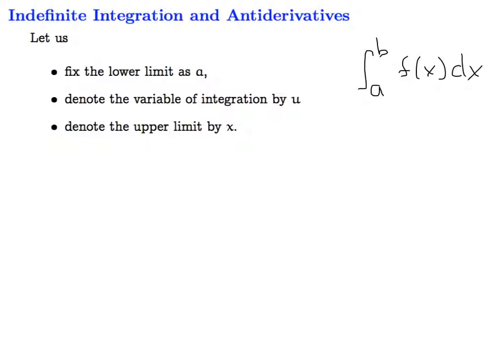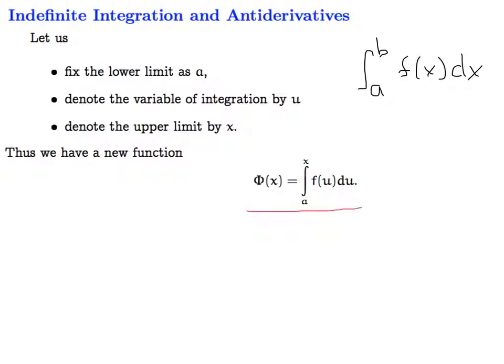So even though our integral originally had two things to think about, we're going to fix the lower limit as a, we're going to denote the variable of integration by u instead of x, and we're going to denote the upper limit by x instead. And so this all comes together for this new function we're going to define. This is the Greek letter phi, so phi of x will be the integral from a to x of the function f of u du.